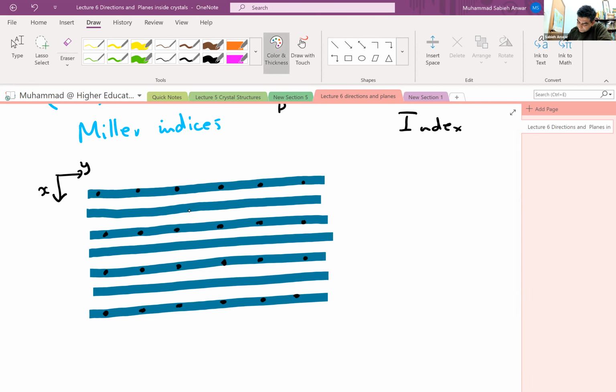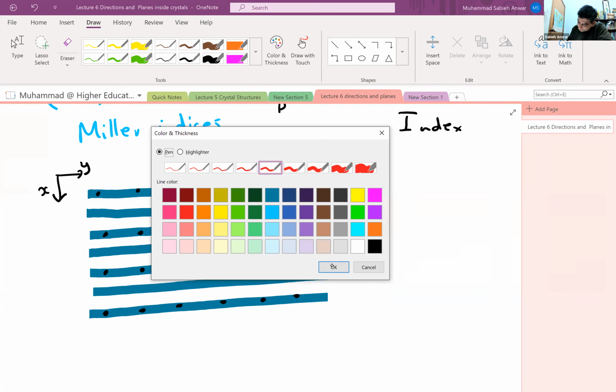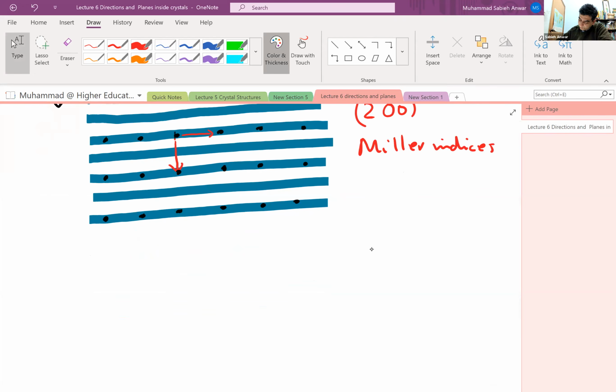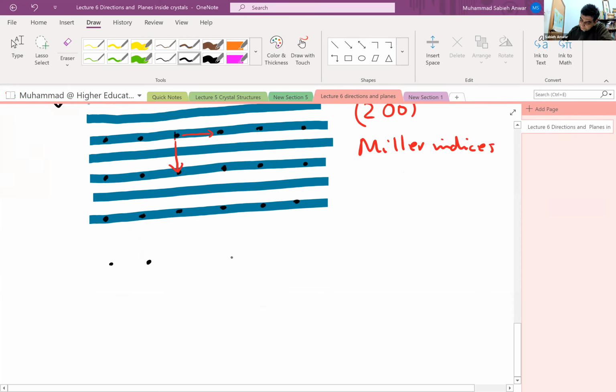Now, what I would like to do is I move from one lattice point to another. Along the x direction, I make two crossings. Then I move along the y direction, I make no crossing because I'm moving along the plane. Then I move along the z direction, starting from my original point, I do not make any crossing. So the Miller indices of the planes that I've drawn are 2, 0, 0. Got it? Likewise, I can go on. I can draw more Miller indices and more Miller planes.